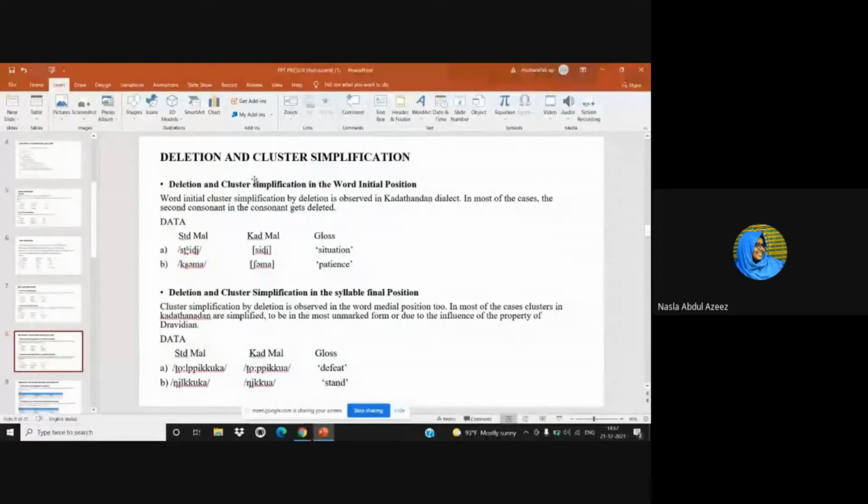Deletion and cluster simplifications also occur in the final and medial positions. So tolpikuga becomes topikuga. Here the consonant l gets deleted, and also, as we said earlier, the word final onset deletion is happening in this example. Here the first consonant in the consonant cluster, l, gets deleted. The next example is nilkuga becomes nilkua.